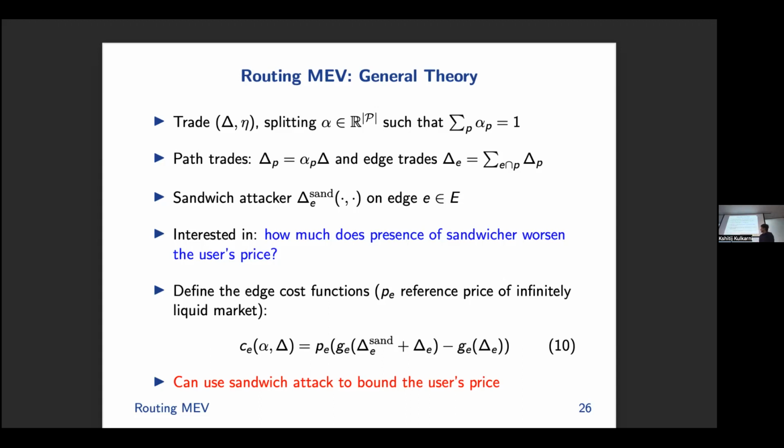And what is the rest? The rest is asking how much additional price impact did the sandwicher on that edge contribute to the user, right? So it's asking, here's the price as a result of the sandwicher. Here's the user's nominal price. And I'm asking how much is the additional price effect of that sandwicher.